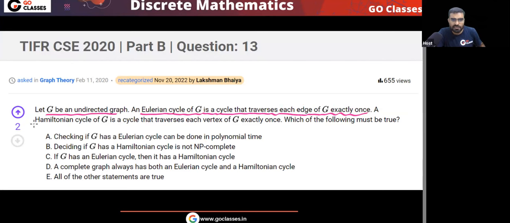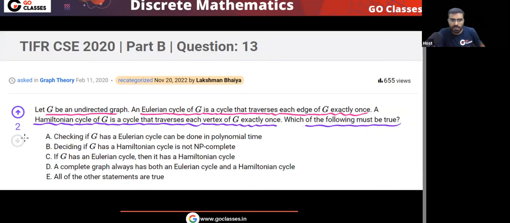What is a Hamiltonian cycle? A Hamiltonian cycle is a cycle that will visit every vertex exactly once. This we already know. We know what is Euler cycle, we know what is Hamiltonian cycle. Euler cycle means Euler circuit. Which of the following must be true? Tell me the first one. Checking if G has an Euler cycle can be done in polynomial time. Is this true?